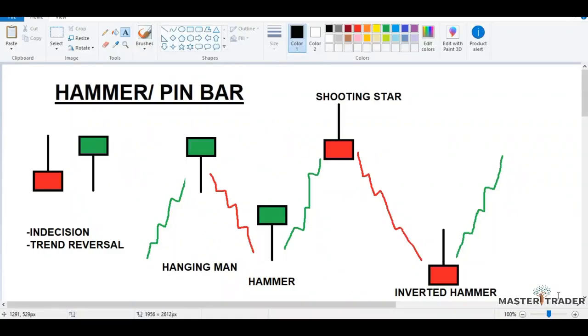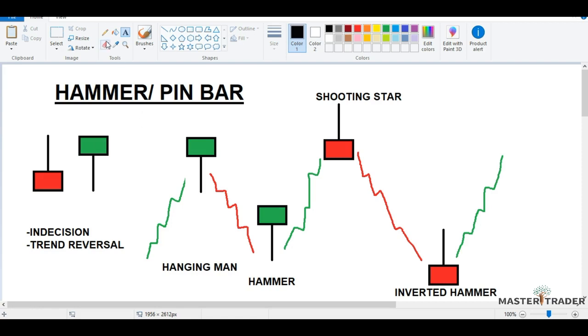So the second candlestick pattern that we're going to be discussing is called the hammer. Another name for this is pin bar. You may have heard of this or not. The name doesn't matter, guys, as long as you know what the pattern means and how to use it. A hammer will generally look like this. By definition, one third of it is the body, and two thirds is the wick or the shadow.